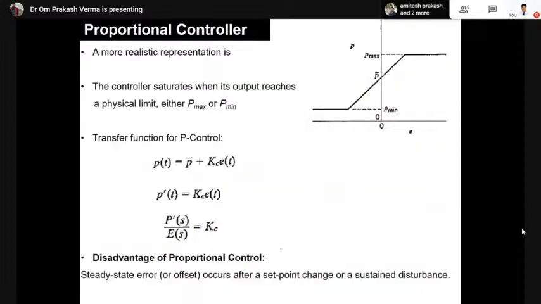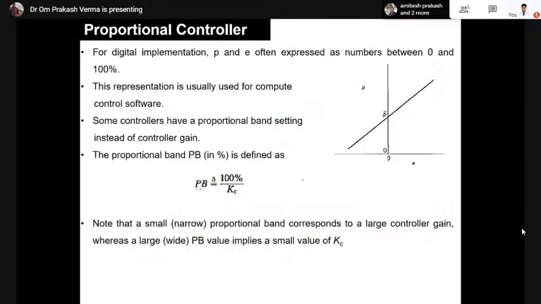Okay, so you can see here what we have done. This is the P bar, and this is the Kc. So P bar T is equal to Kc into T. We have taken the Laplace of this one, and now you can notice. Okay, so this is the case.